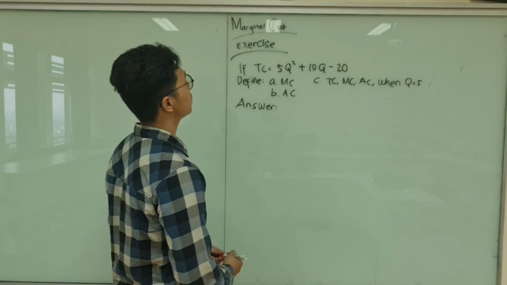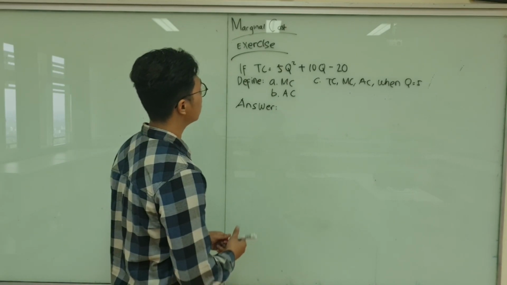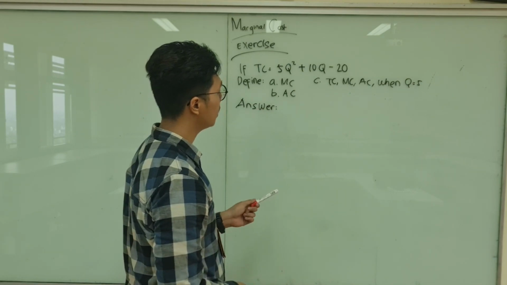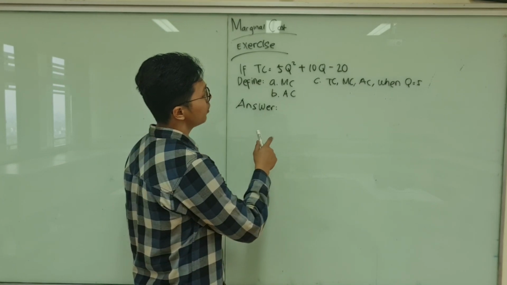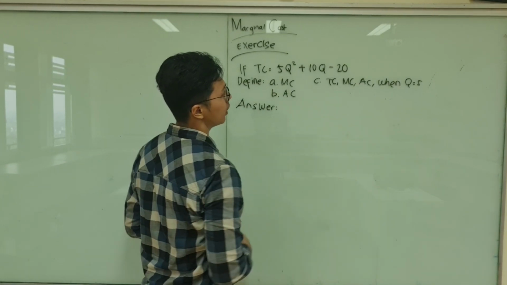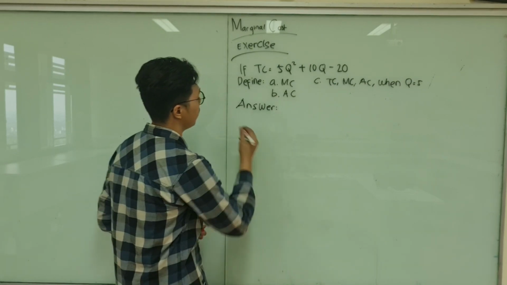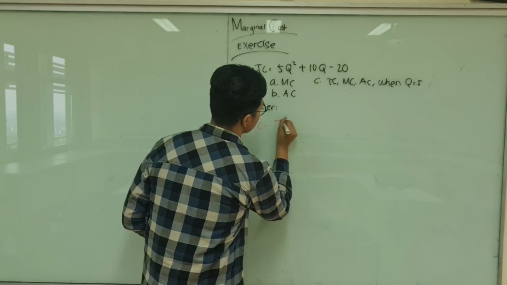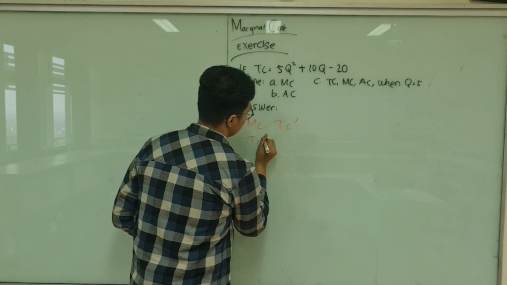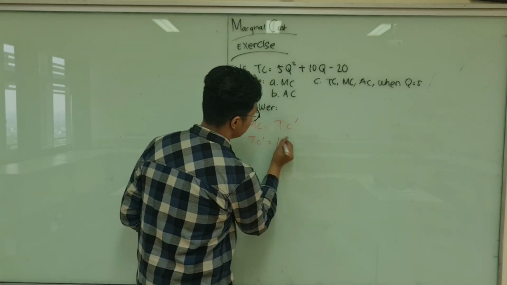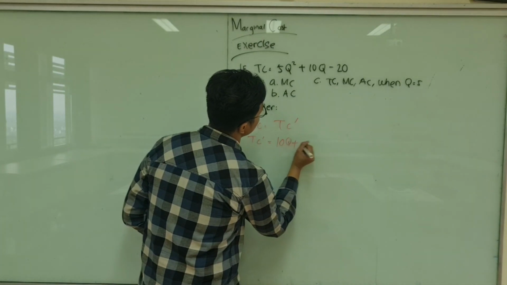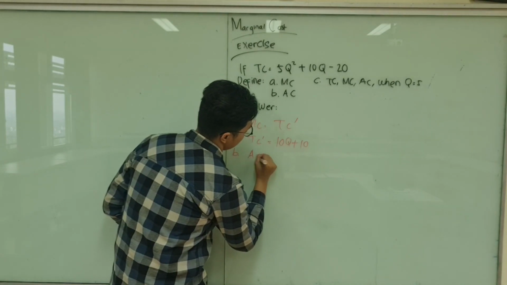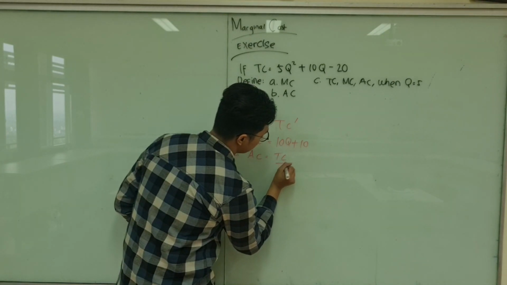So we move to the exercise on marginal cost. There is the question: TC equals 5Q squared plus 10Q minus 20. We must find the total cost, marginal cost, and average cost when Q is 5. So we find the MC first. We can find MC by the first derivative of the total cost. So the first derivative of total cost is 10Q plus 10.